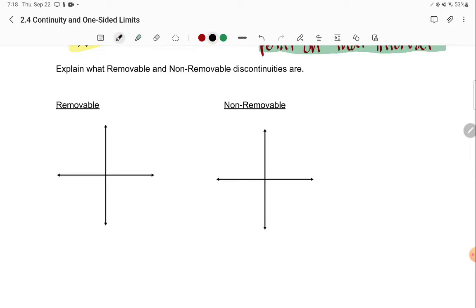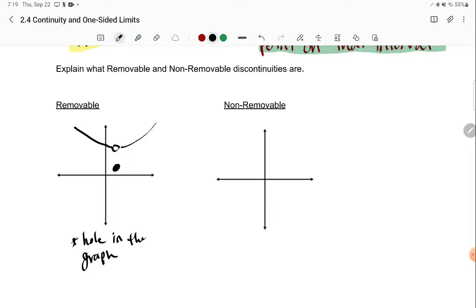For removable, let's say we have a function. All right, we have a function there. Now there's this hole in the graph where we can actually replace that hole either where the limits are or elsewhere. So this would be like a hole in the graph. That would be removable because you can always do a piecewise function and plug that hole anywhere on that graph if you needed to.